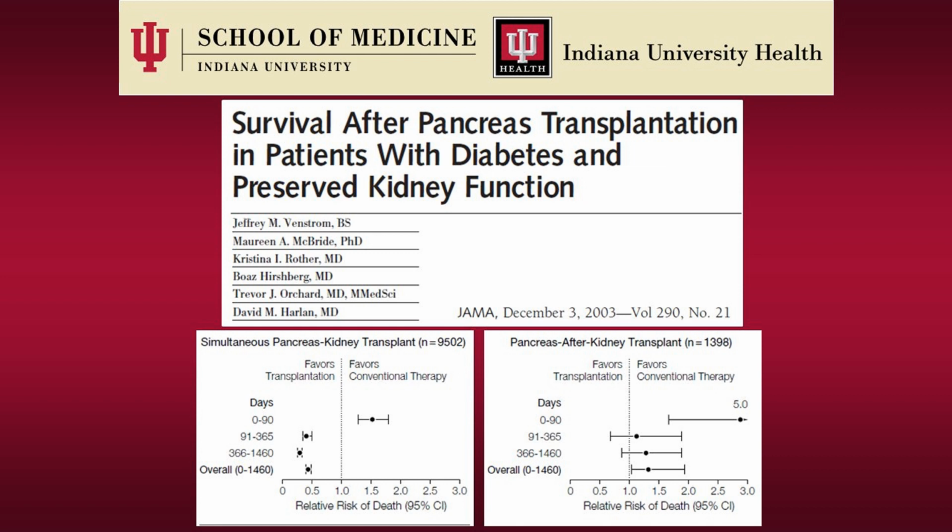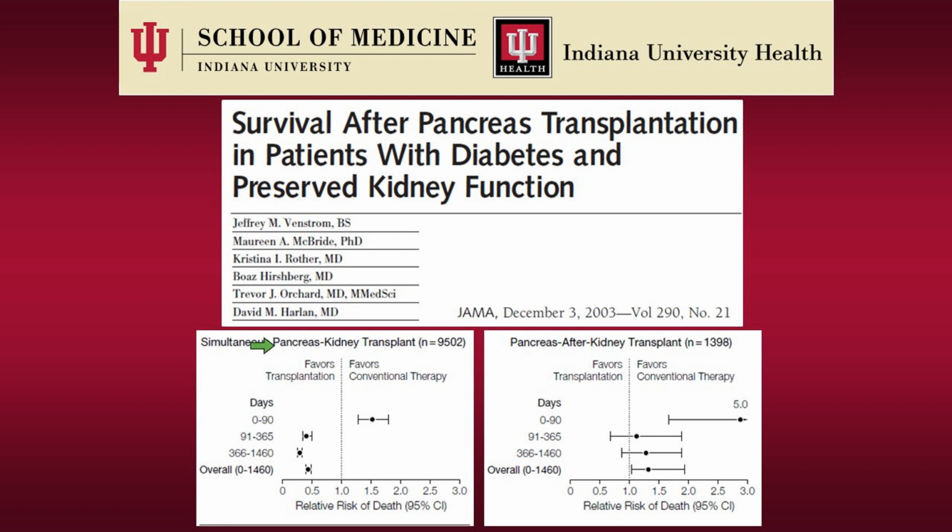Now this is a publication from 2003, a year before the pancreas transplant volume tanked. This is a study that was published in JAMA. It was written in association with the OPTN from UNOS. What they were looking at was the relative risk of death with pancreas transplantation. And they looked at SPKs, PAKs, and pancreas transplant alone. This is the dotted line in the sand that represents 1, which means there's no difference. Anything to the left favors transplantation. Anything on the right does not favor transplantation.